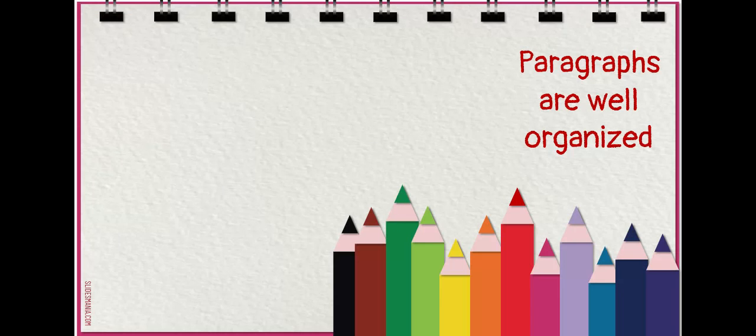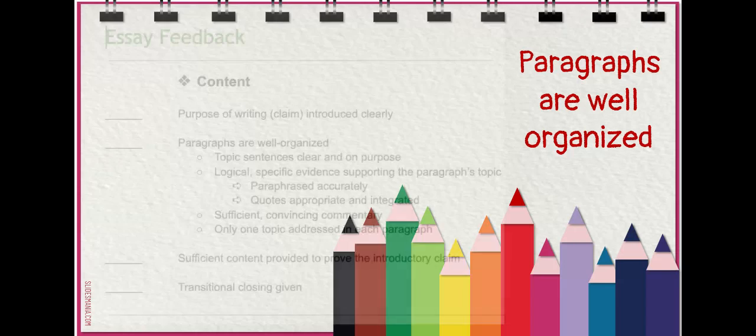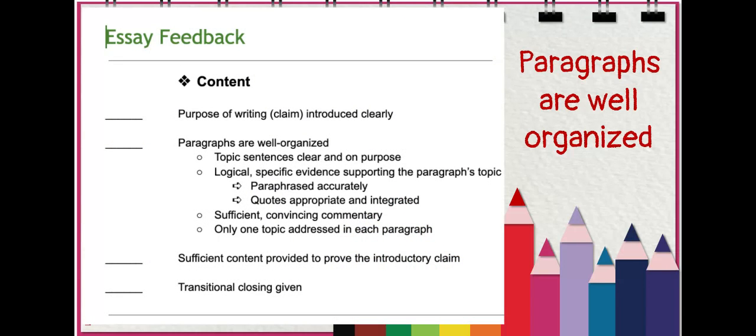Now, let's move on to paragraph organization. For paragraphs to be well organized, you need a topic sentence, which is clear and on topic. You need logical and specific evidence supporting the paragraph's topic. This evidence is going to come from your sources that you researched and annotated about the author. If you're paraphrasing, you need to make sure you paraphrase accurately. And if you are directly citing, you need to make sure you're doing that accurately as well.